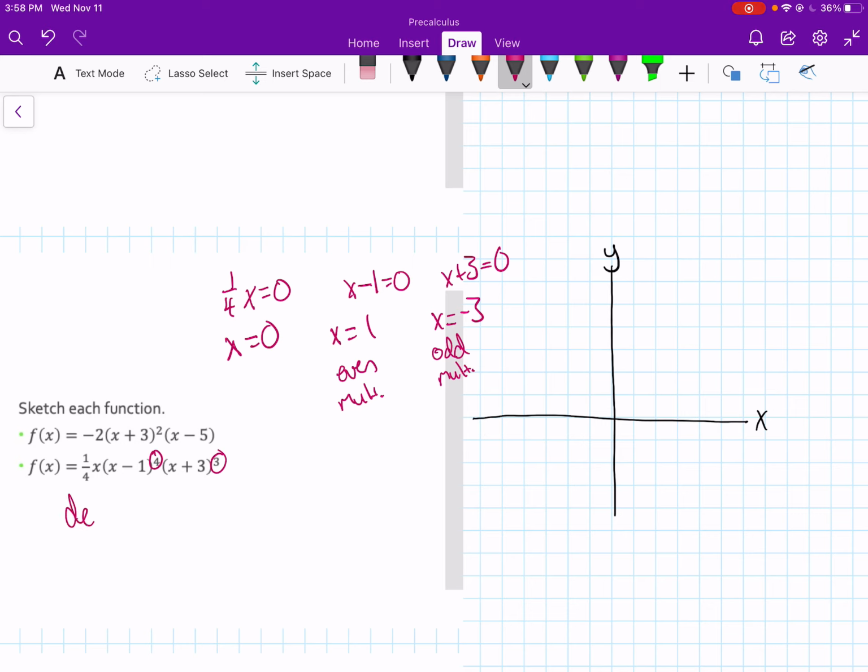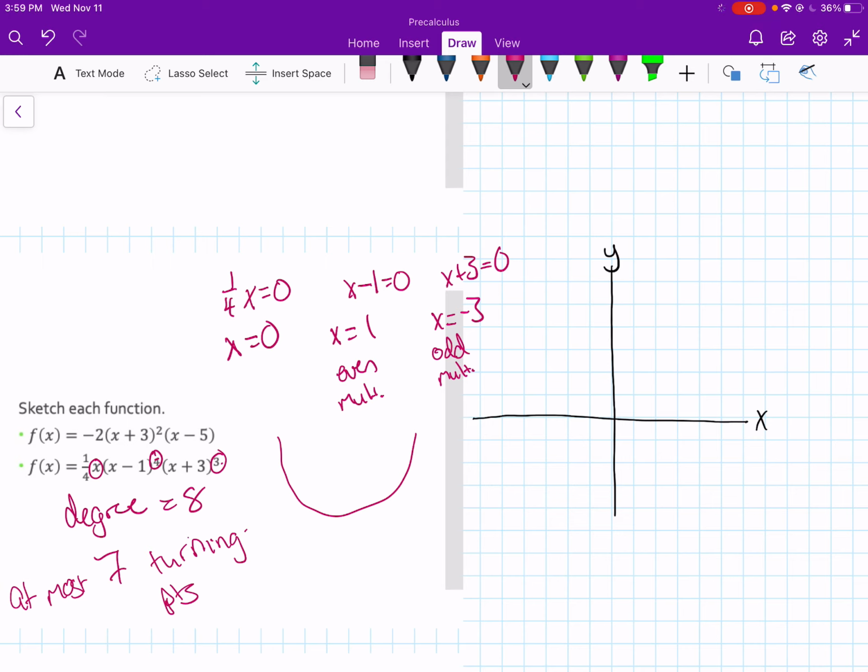I know my degree is 8 because we have 4, 3, and 1. So that means we could have at most 7 turning points. Okay, remember that's an at most. It doesn't have to have 7 turning points, and it probably won't because of these multiplicities, but we'll just take a look. And I know that it's an even degree, and the leading coefficient is going to be positive, so it's going to look something like this, especially in terms of end behavior.